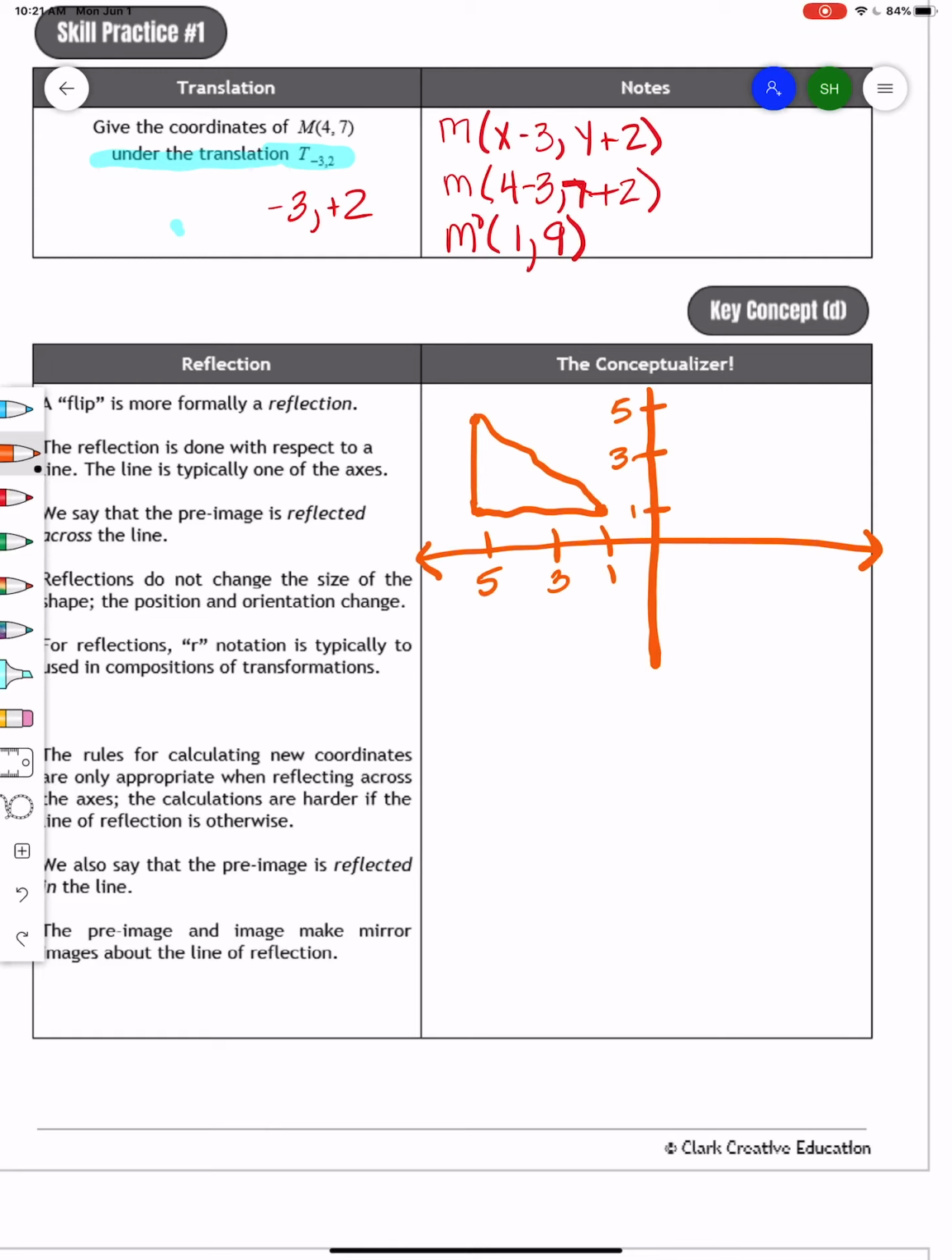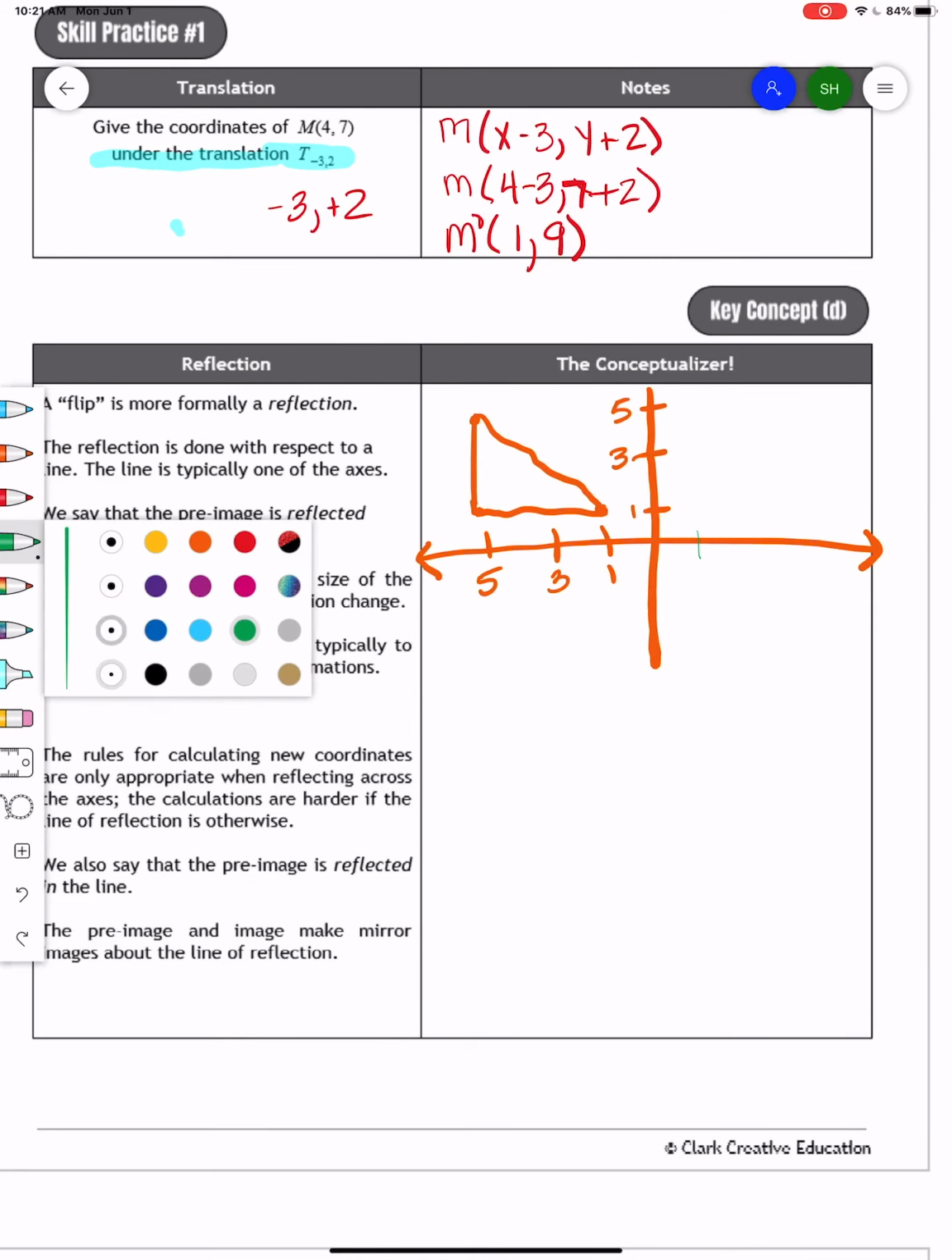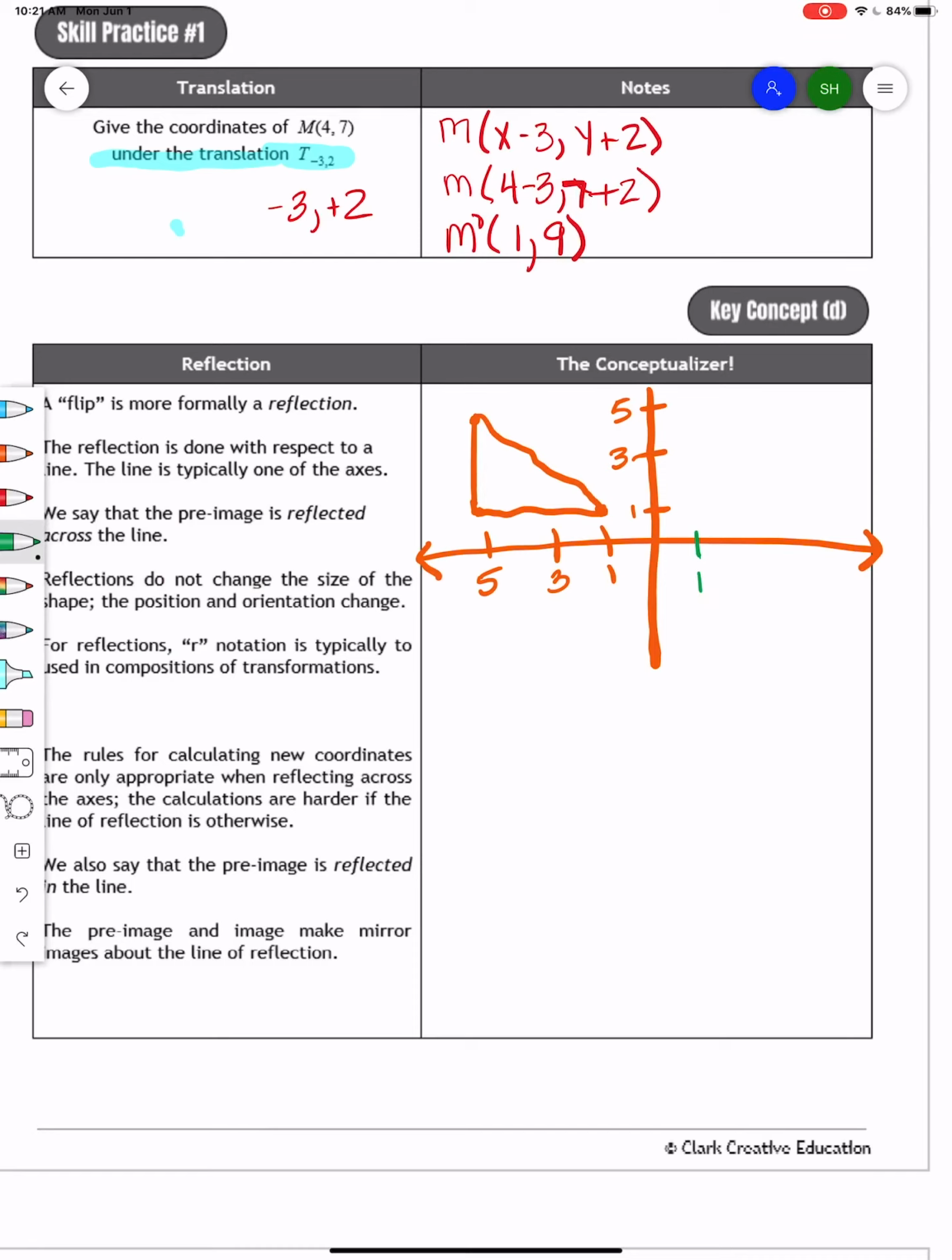When I flip or make a reflection, it will be the exact opposite. So if I folded it in half like a piece of paper, it would lay on top of what I had on the other side. So here's my 1, here's my 3, here's my 5. So if I have a point at 1, 1, I'm still going to have a point at 1, 1. Negative 5, 1 would be positive 5, 1. 5, 5 would be 5, 5.